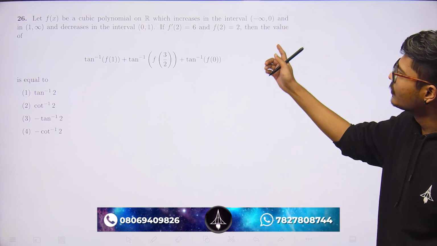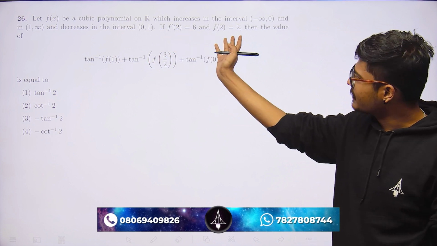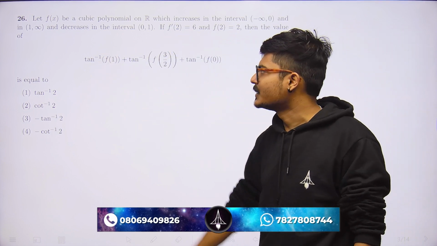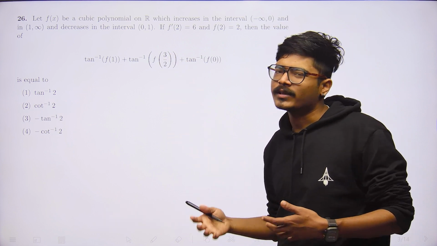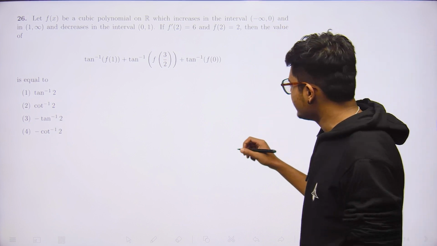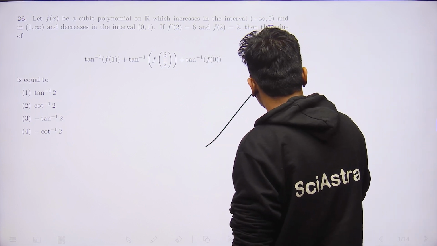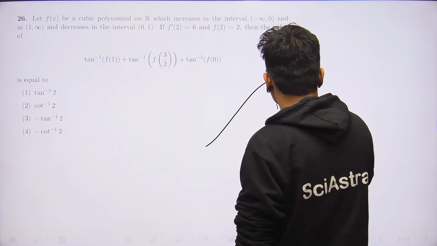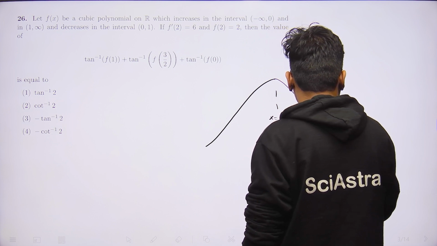You have some initial conditions, then find the value of this expression. So first of all, if you think about it, a cubic polynomial is a smooth continuous differentiable function, right? So if it increases on minus infinity to 0, what will the rough sketch look like? It increases till here. Let's assume this is x equal to 0. Then between x equal to 0 and x equal to 1, it decreases, right?